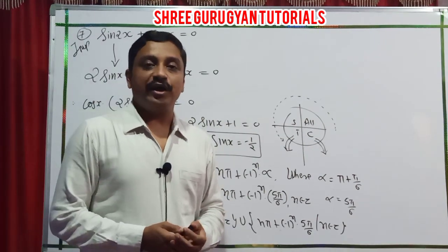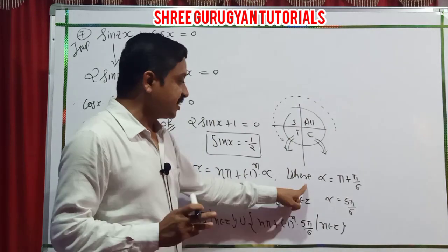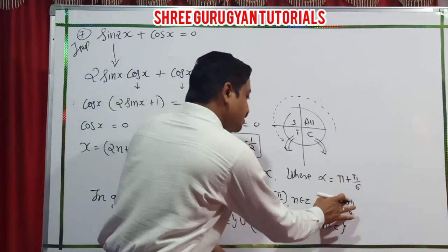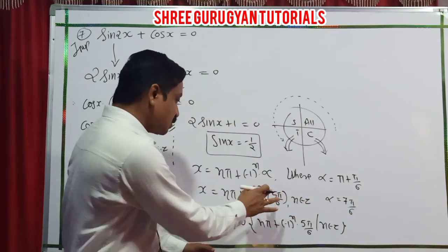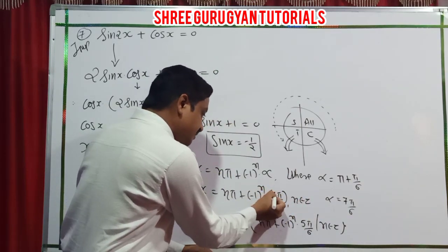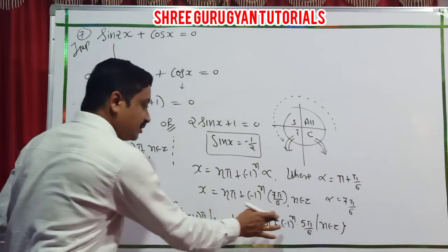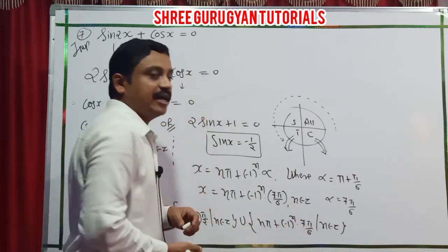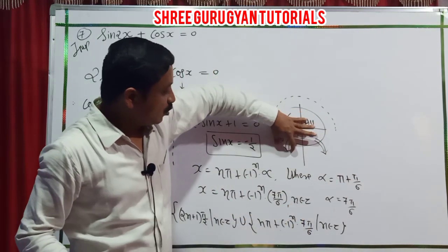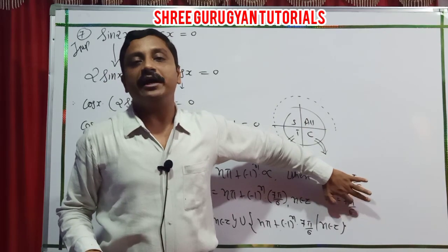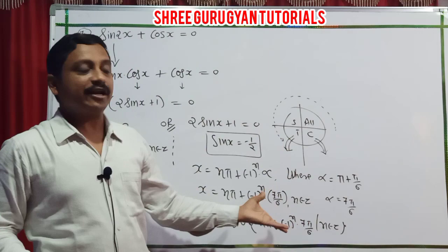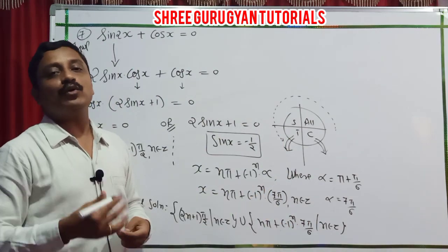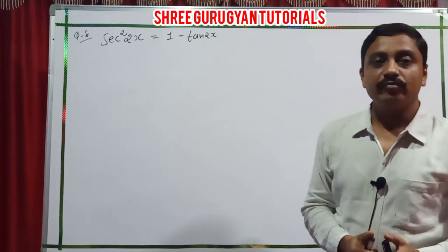Yes students, before going to the next numerical, here I correct my mistake. Pi plus pi by 6, which is 7 pi by 6. Sorry, my mistake there. So here I write 7 pi by 6, and you also correct your answer to 7 pi by 6. Actually pi plus pi by 6 is in the third quadrant. So 6 pi plus pi, which is 7 pi by 6, not 5. My mistake there. Just correct it. You also correct it.